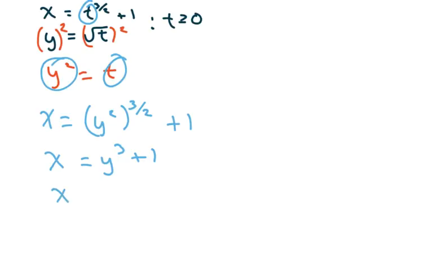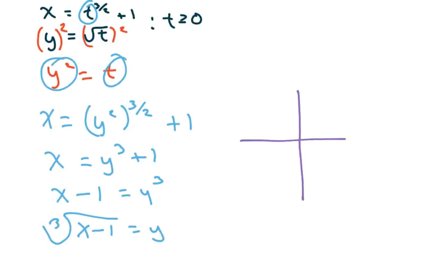I'm going to go ahead and move that 1 over, and then cube root both sides. And you should know again what the cube root function looks like. But in this case, we're shifting over to the right by 1 because of the horizontal shift here. So that's where we're starting.